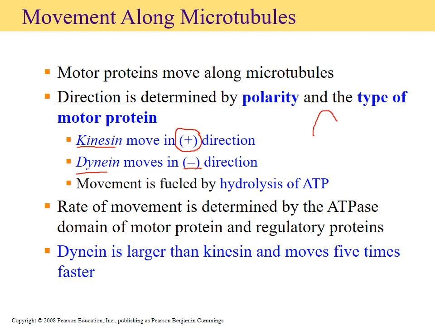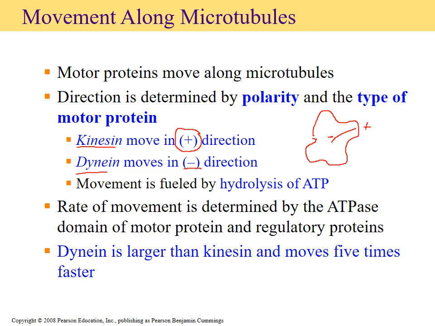Now, you can go ahead and reference in your notes, but remember that when we look at our microtubules, the negative end tends to be towards the MTOC or the nucleus, and the positive end tends to be towards the cell membrane.